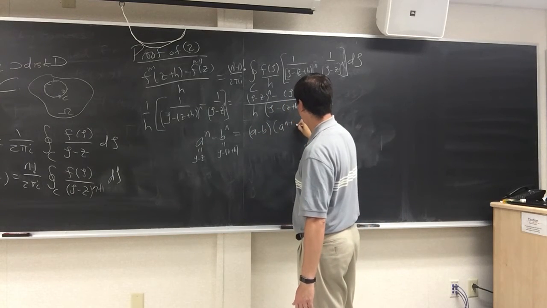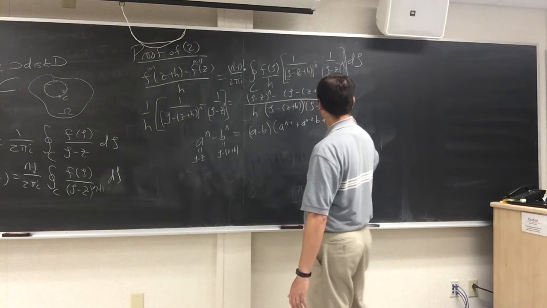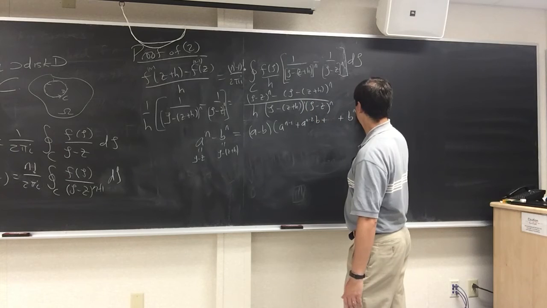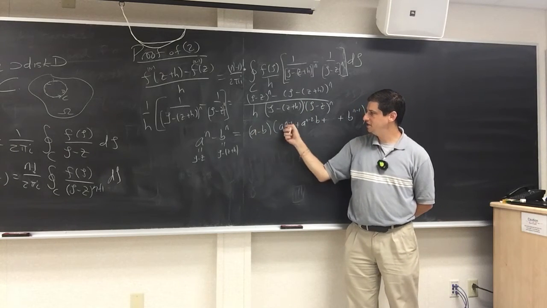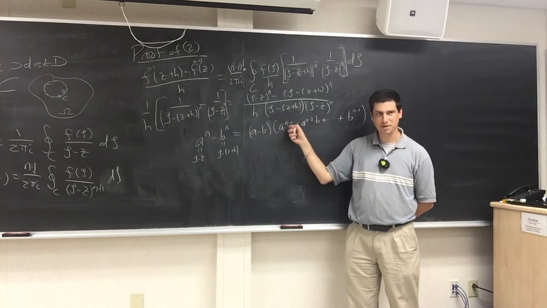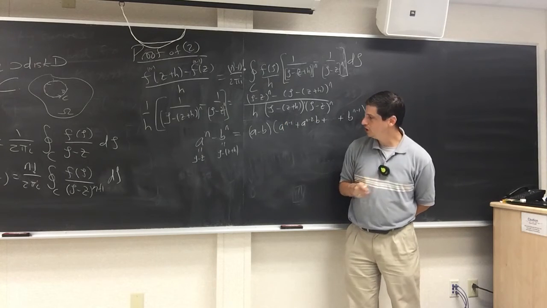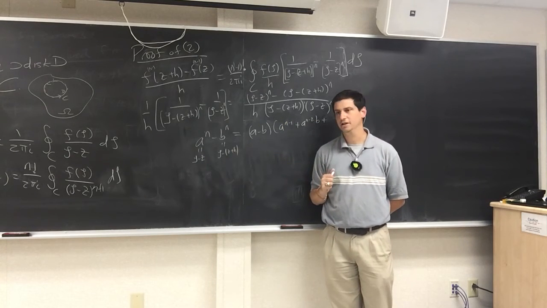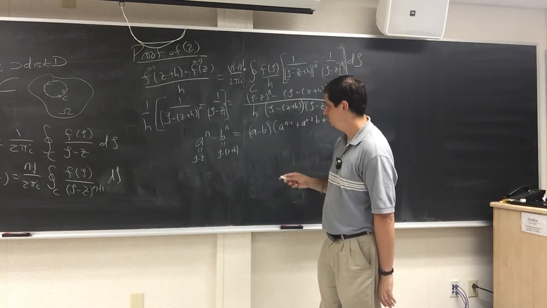And then it turns out the rest is actually not too bad. It's a to the n minus 1 plus a to the n minus 2 b plus up to b to the n minus 1. And you can see that when you multiply by a, you'll get a to the n, then you'll have an a to the n minus 1 b minus an a to the n minus 1 b. All the cross terms will cancel. So now all we have to do is put in what a and b are and take the limit as h goes to 0.